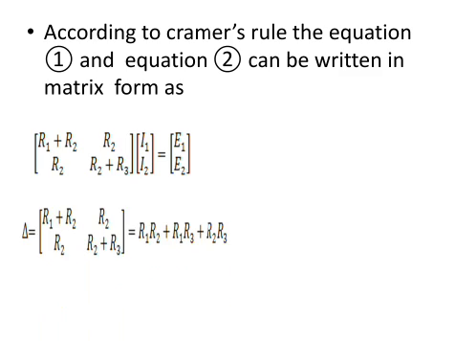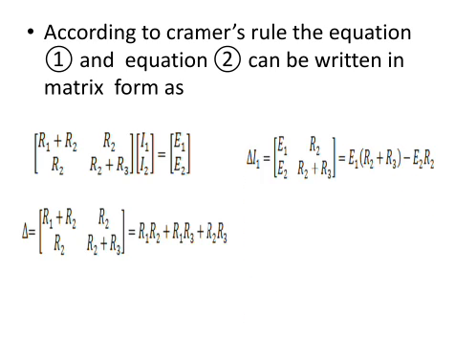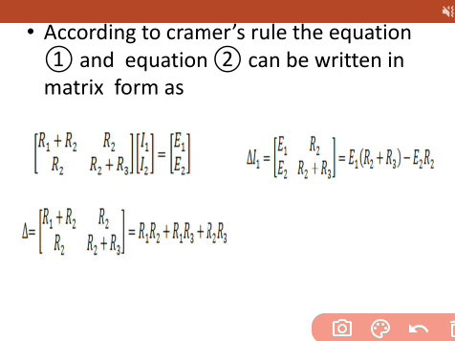Next, let delta be the determinant of the coefficient matrix of the above system, and let delta I1 be the determinant of the matrix formed by replacing the first column values of the coefficient matrix with the answer column values. That means the first column values are replaced by the answer column values E1 and E2.